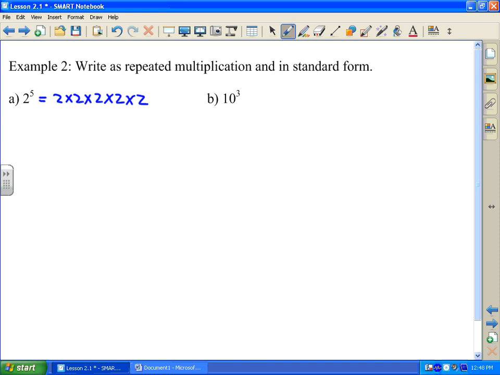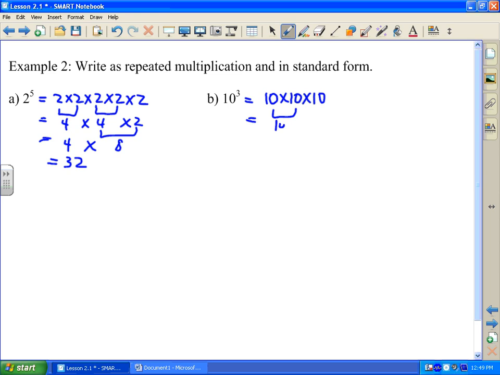Now that's written as a repeated multiplication. If I want it in standard form, I find out what the value of that is. Because it's all multiplication, the order isn't important. Be careful though, if there's more than one operation, we've got to follow our order of operations. So I'm going to get 32. Writing 10 cubed as repeated multiplication, 10 times 10 times 10, that's 100 times 10, which is 1,000 in standard form.